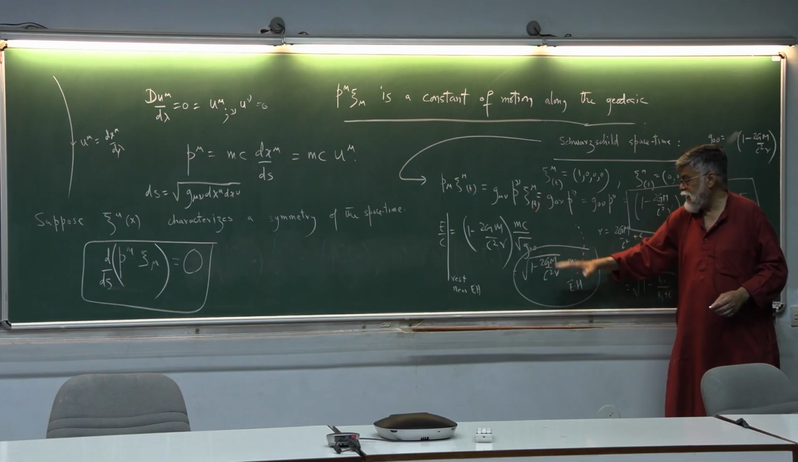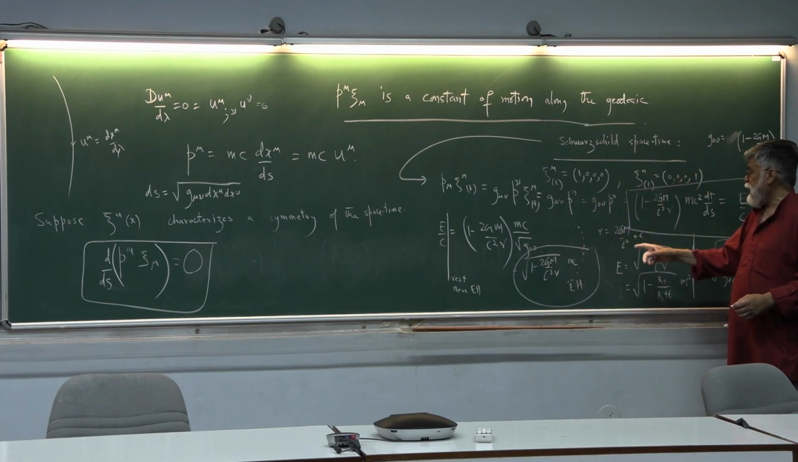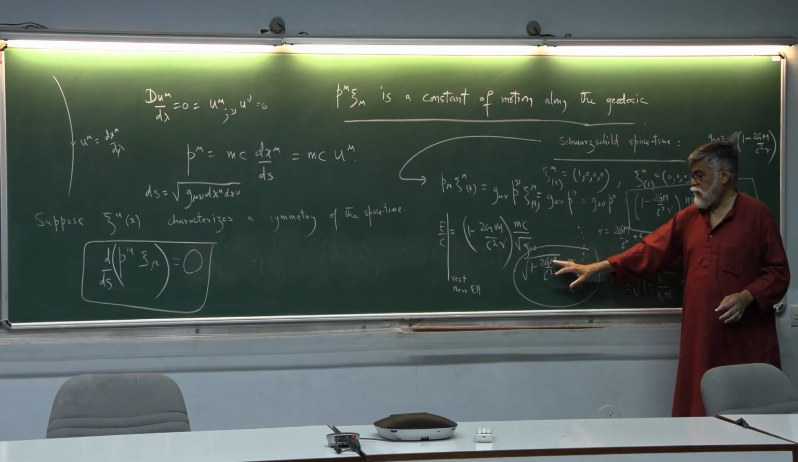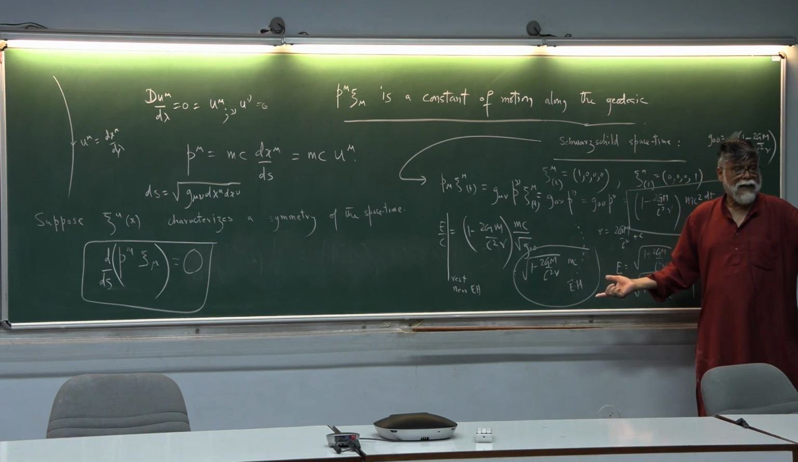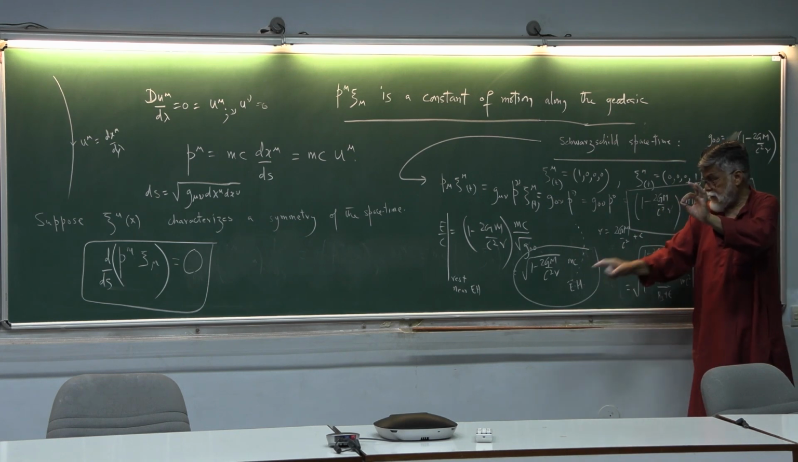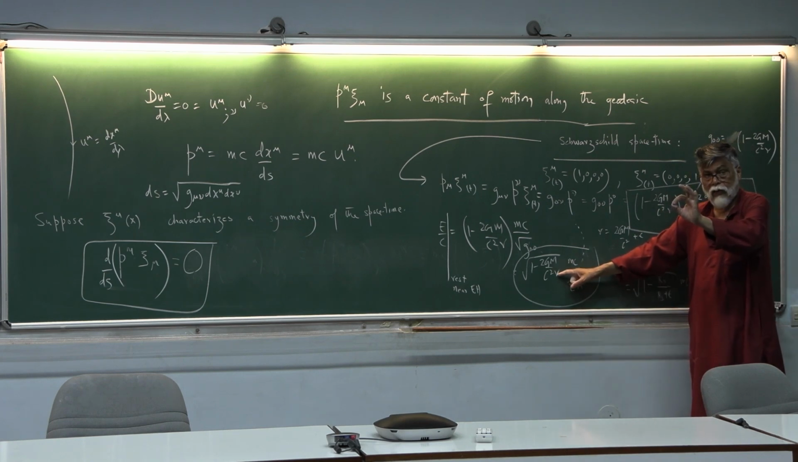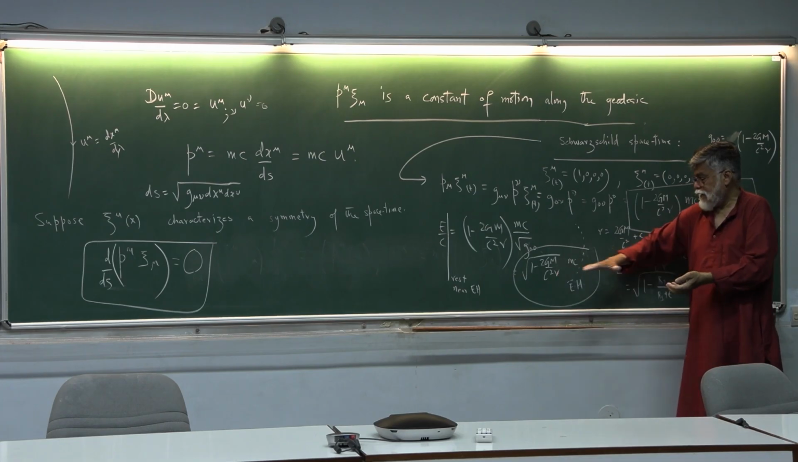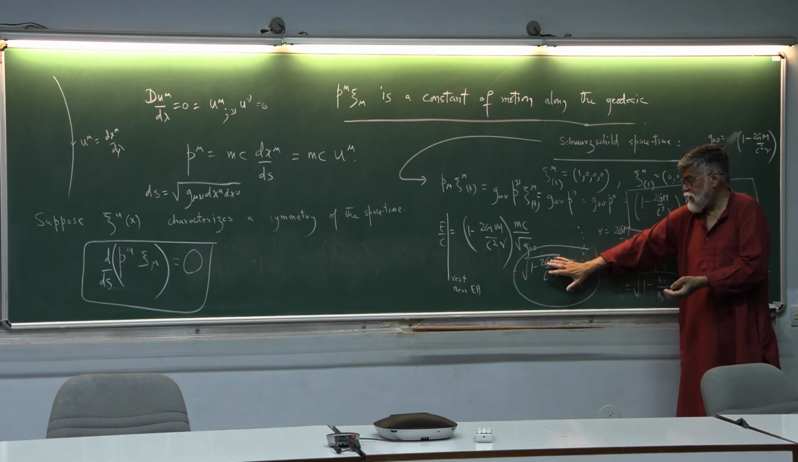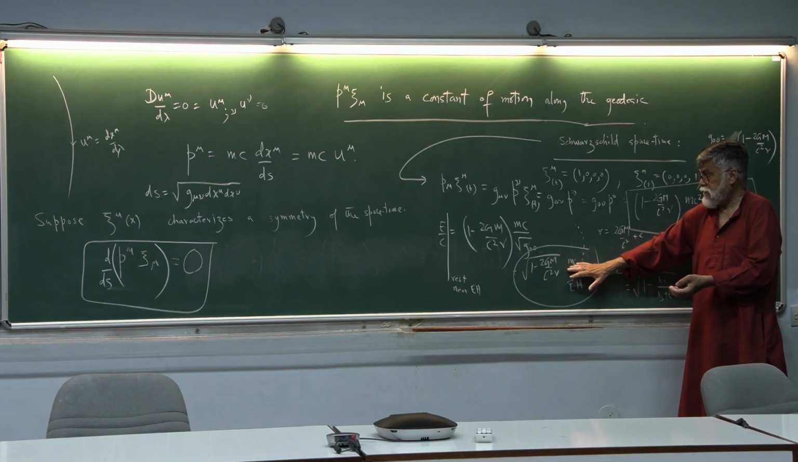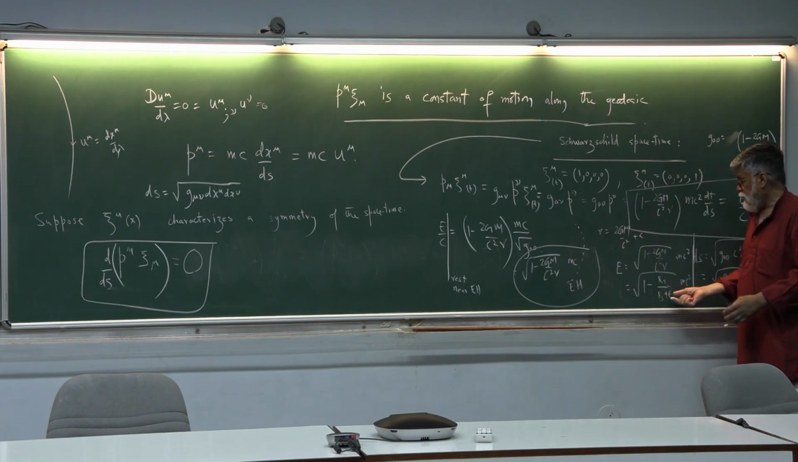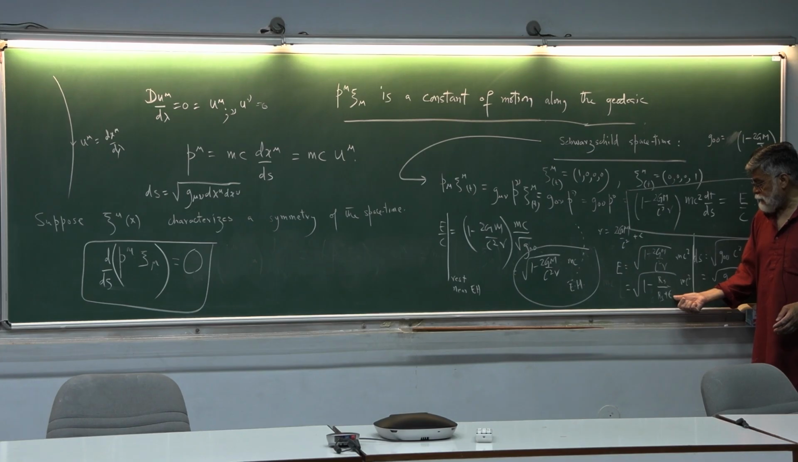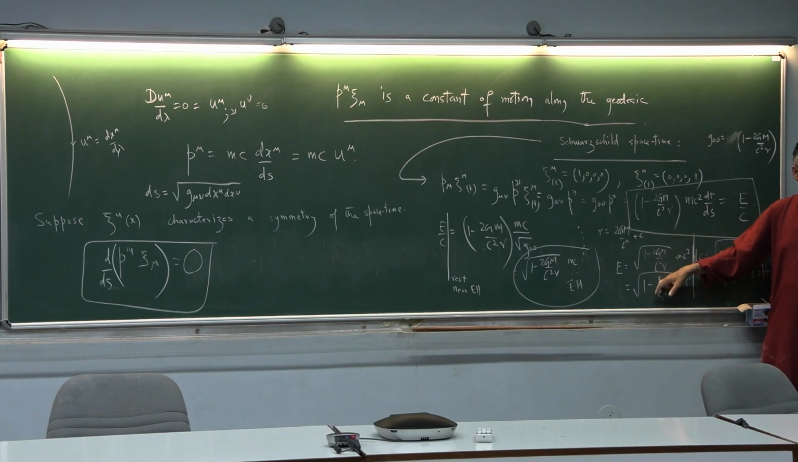So E by C is this. Therefore E will be mc square into square root of this. So physically, any particle at rest at radial coordinate r, its energy is square root of (1 - 2GM/c²r) mc². Then you see that if r is the Schwarzschild radius plus epsilon, and epsilon tends to 0, this energy is 0. That's what this formula tells me.